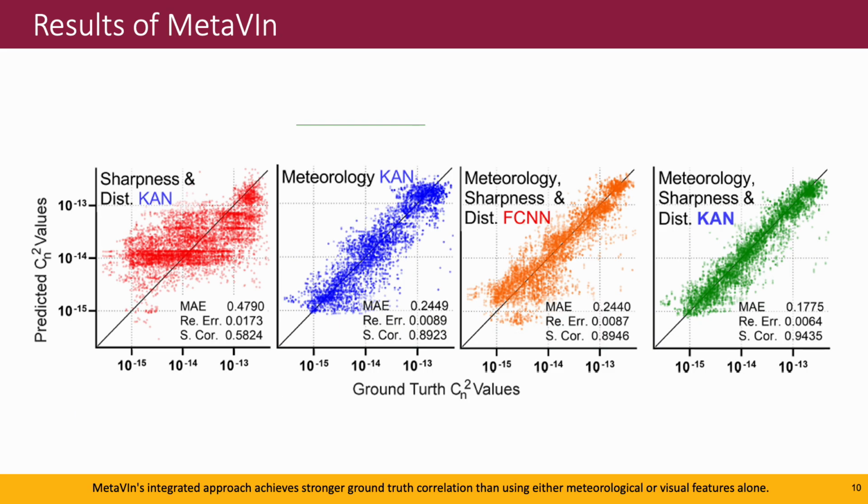However, in the case of MetaVIn, we get pretty good accuracy. For example, when including sharpness and distance only, the correlation is not that good. When you include only meteorological or weather data, the correlation gets pretty much better. When including meteorological, distance, as well as sharpness value from images, the correlation is the same as the CAN using only meteorological data. The last approach that combines meteorological, sharpness and distance in CAN, which is MetaVIn, we get the best accuracy with a mean absolute value of 0.17, a significant drop from 0.24.